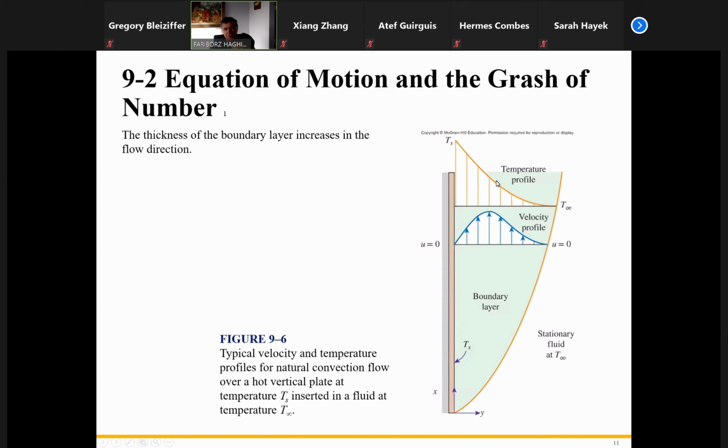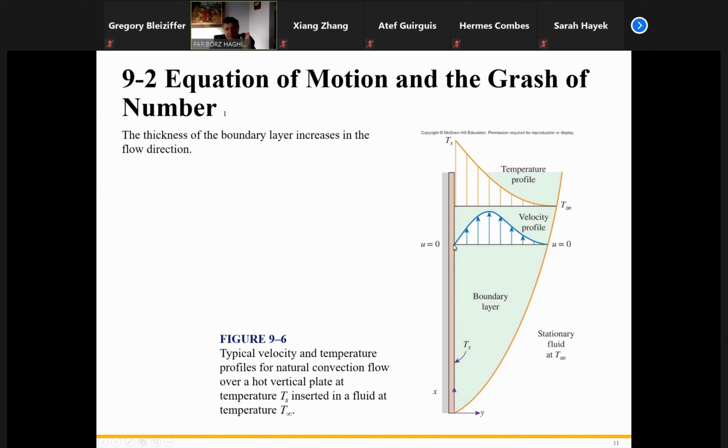This is the temperature profile of the air. As you can see, at this point you have a bigger temperature difference than here. Here, the temperature difference is Ts minus T infinity. Here it is T infinity minus T infinity, so there's no temperature difference. Therefore, this represents your boundary layer, and this is your temperature profile.